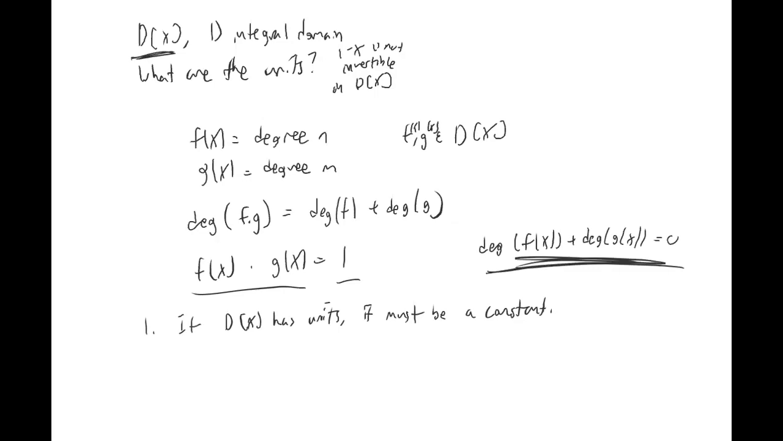From here, I mean, you can't have negative degree, right? So both of these must be 0 for them to sum up to 0, right? So it must be a constant, but then you're just asking what are the units of D, right? Since constants are just elements of D, there's your answer, right? The units of D[x] are the units of D.